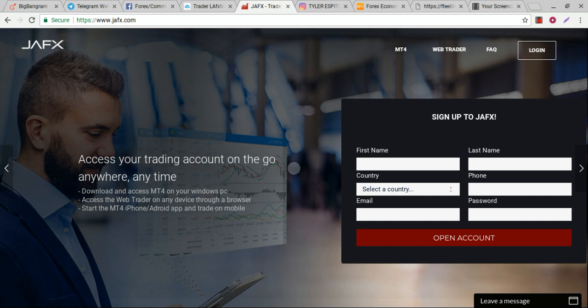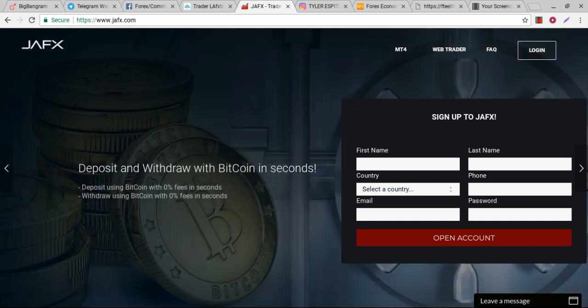I'm not too sure what their minimum deposit is for a demo account. Now keep in mind, a demo account is not real money, it's fake money. It's best to trade on a demo account so that we can back test the strategy.